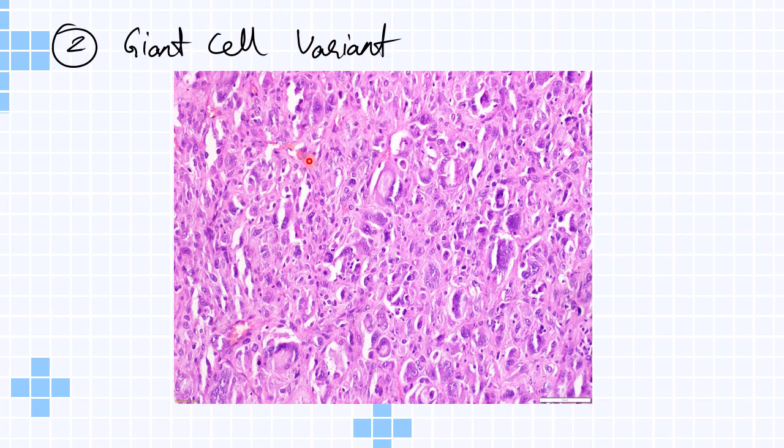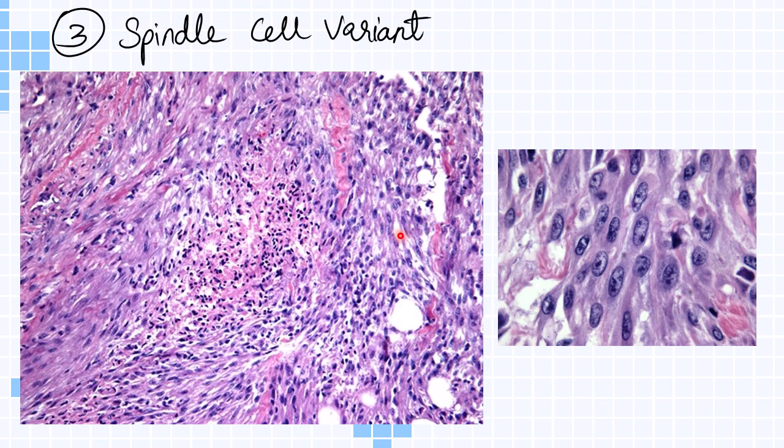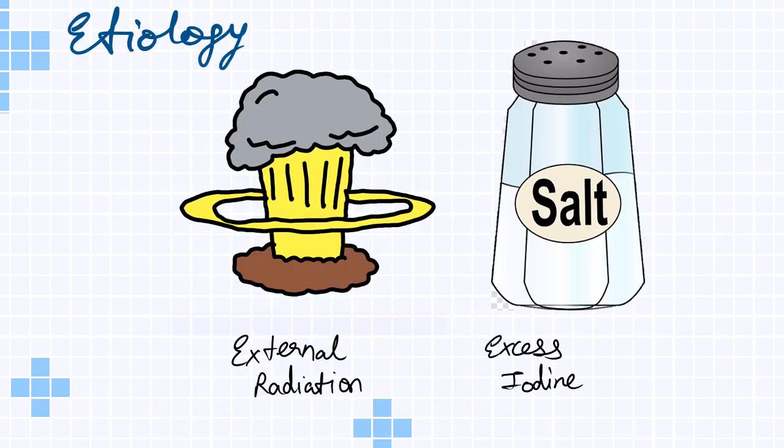The second microscopic variant is the giant cell variant. Here, large pleomorphic giant tumor cells are seen. The third microscopic variant is the spindle cell variant. The tumor cells appear elongated or spindle-shaped and are arranged in fascicles. Now let's look at the etiology of thyroid carcinoma. Two important risk factors shown here are external radiation exposure and excess iodine intake. Both are associated with the development of thyroid carcinoma.